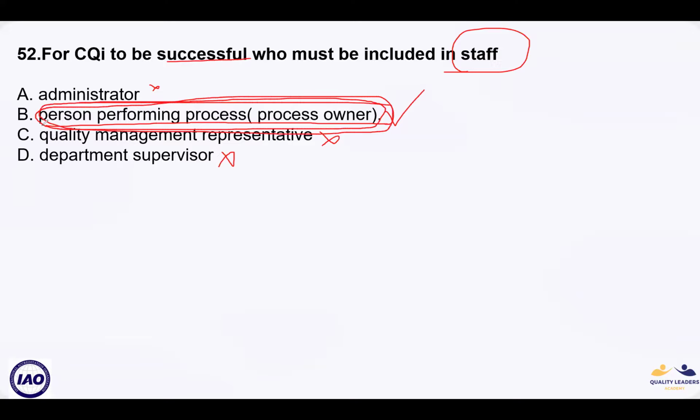Remember this particular thing. We are supposed to take inputs from the process owner because they know in and out about that particular process. They know about the pain points. They know about everything. And once the CQI design is done, they are the ones who are going to implement and achieve success, right?